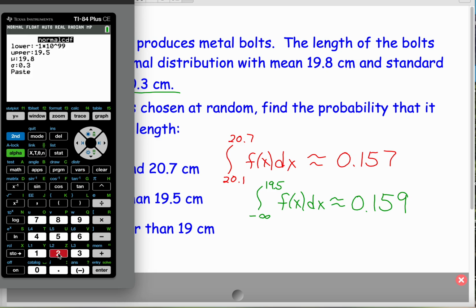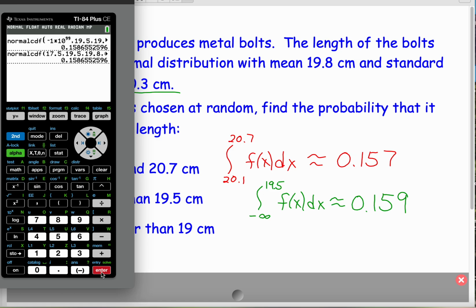I'm going to do the normal CDF. Instead of negative 1 times 10 to the 99th, how about I go, let's say, 2 units below 19.5? So what if I put in 17.5? Let's see how much that's off from our previous answer. Oh gosh, it's exactly the same. I didn't have to go to negative infinity. I went 6 standard deviations to the left.